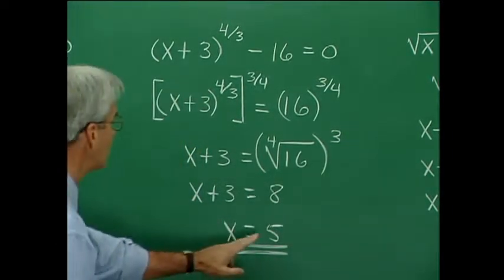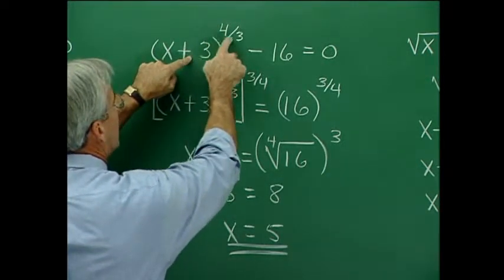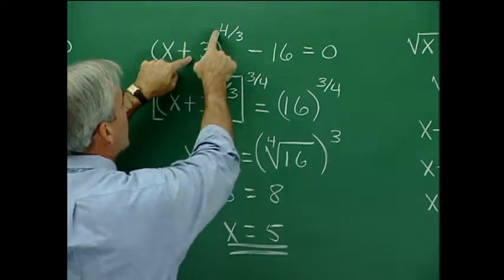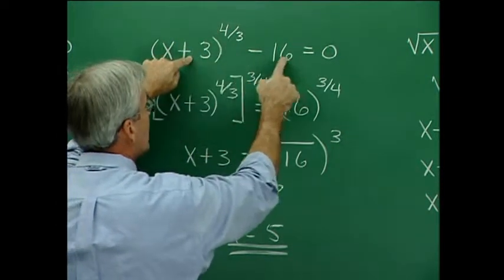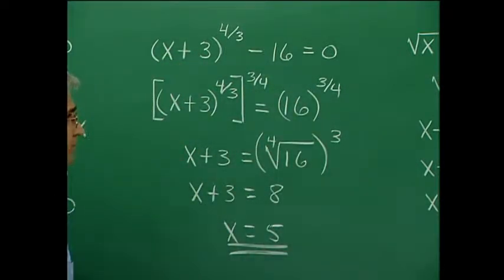Let's see, x is 5, so 5 plus 3 is 8. We have the 4/3 power. Now, the cube root of 8 is 2. Aha, 2 to the 4th power is 16. 16 minus 16 is 0. 0 equals 0. Truth, this is a valid solution.